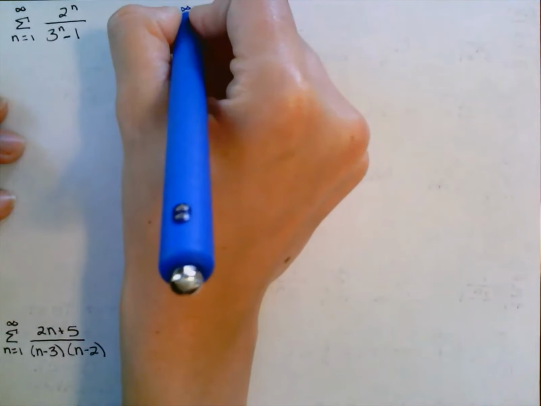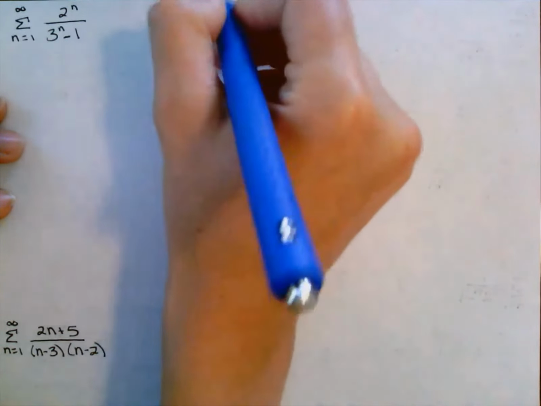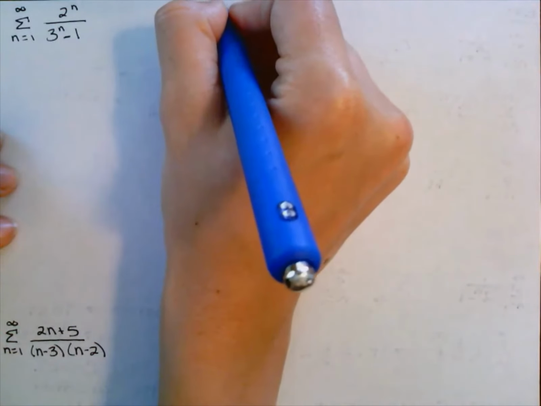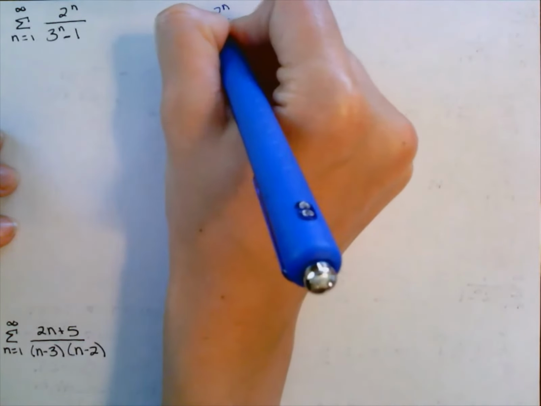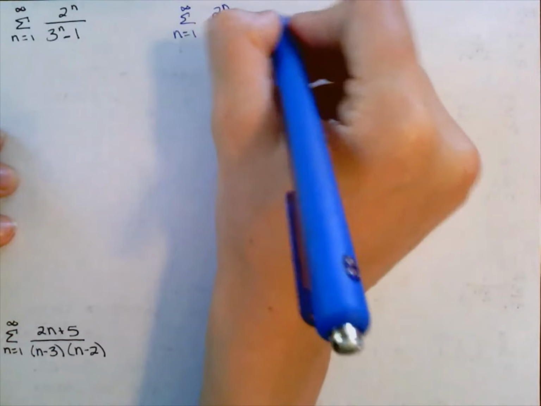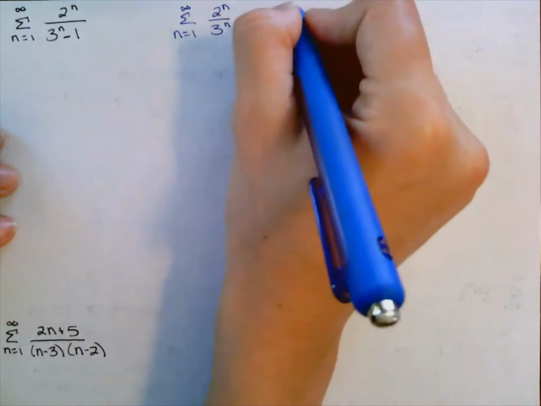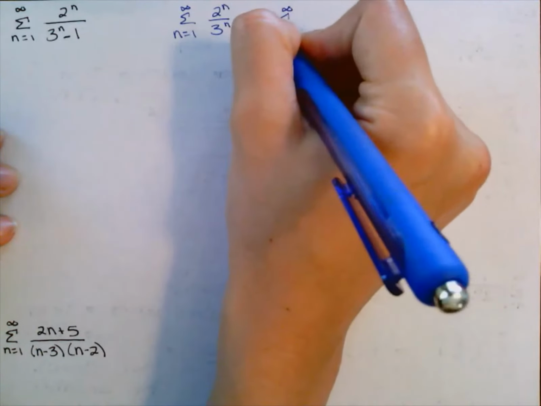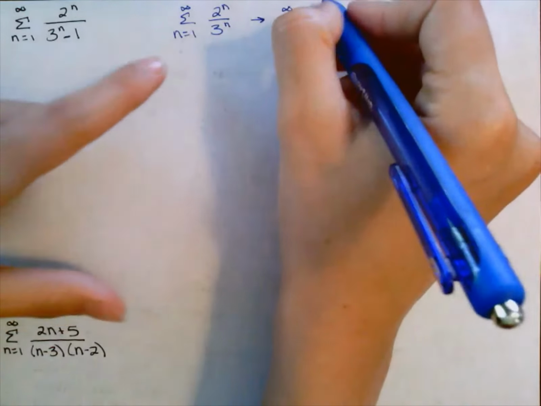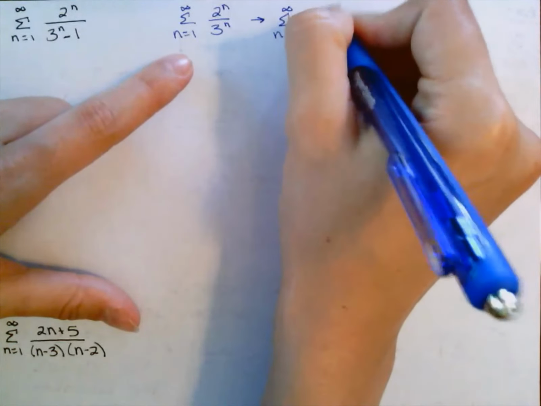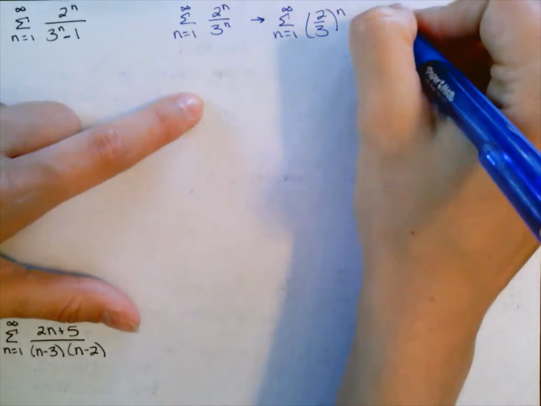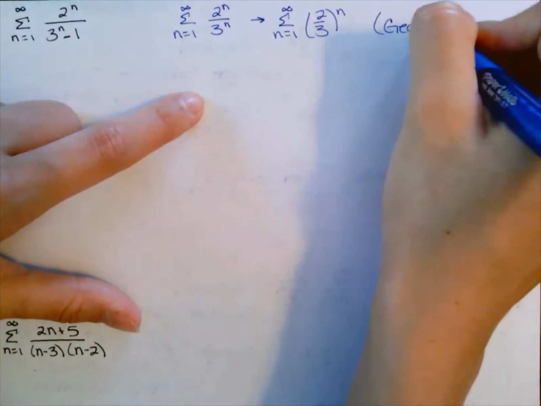This next question is the infinite series of 2 raised to n divided by 3 raised to n minus 1. So I can compare this with, take off that little minus 1, and I have 2 raised to n over 3 raised to n. And this could also be rewritten without changing it as 2 over 3 raised to n, and we can see that this is geometric.